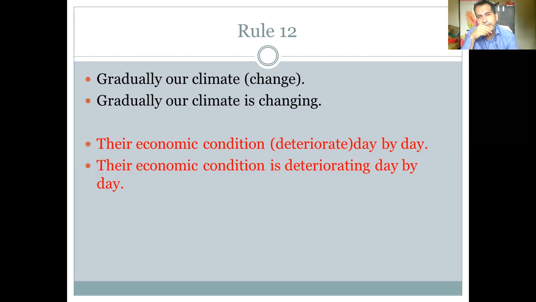So whenever we see our signal word day by day, then we can use the present continuous in this case. So what should be the solution to this exercise? We can use present continuous without any confusion. Their economic condition is deteriorating day by day.